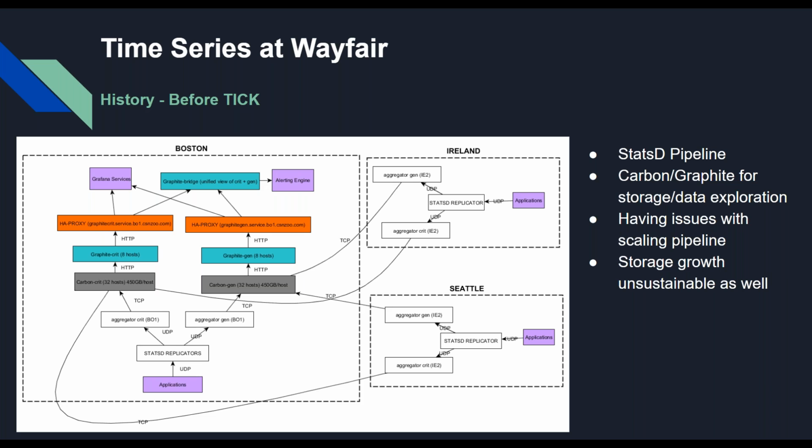What prompted us to start looking at other ways to store this data and move it around is that we were starting to have issues around scaling our pipeline. As you can see, this is a very complicated mesh between our multiple data centers in terms of making sure we're replicating the data and moving it around. The other problem we started running into is that within the Carbon world, for every series within your time series data, you end up with a discrete footprint in terms of storage. As we were onboarding more teams and having more metrics within the pipeline, our storage growth was unsustainable and growing exponentially.